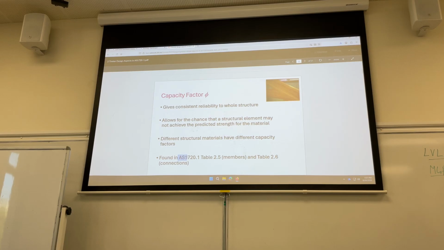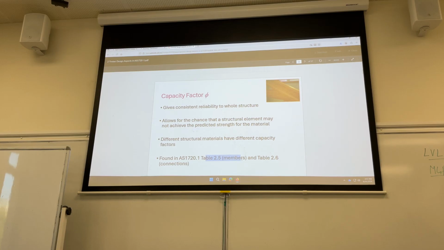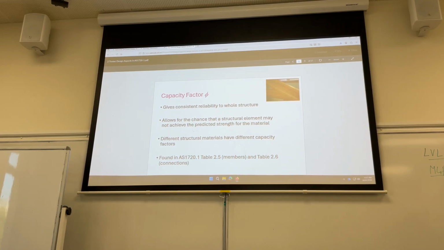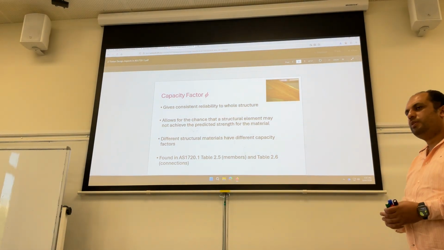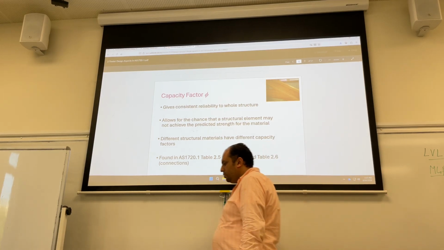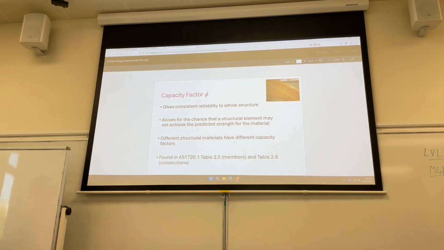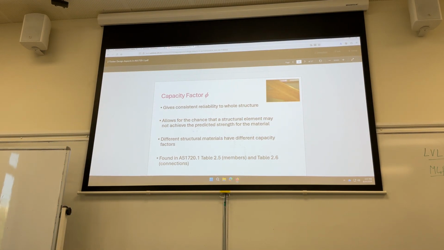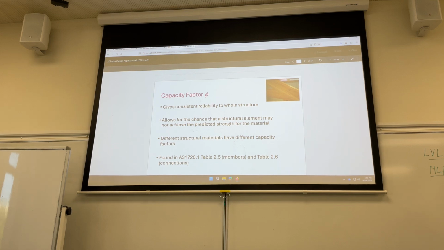Where to find the phi? Table 2.5 for members and 2.6 for what? For connections. In this course we are mainly designing what? Members, not connections. So where do we find the table? Table 2.5 of AS 1720.1, to get our reduction factor phi.